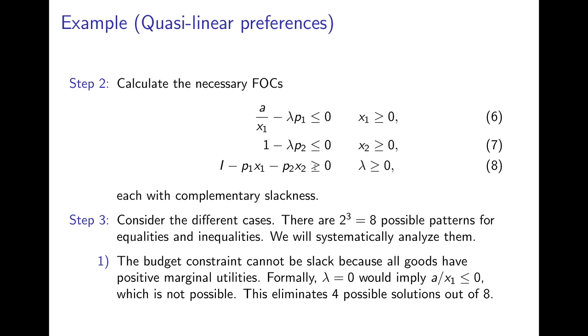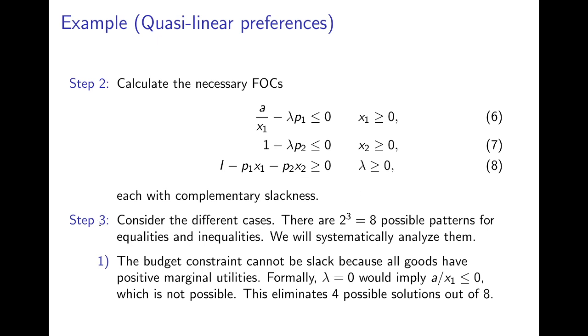So if this one here is strictly positive, the person leaves budget over, and therefore the Lagrange multiplier has to be equal to 0. So a relaxation of the budget constraint does not increase utility anymore. And by contrast, whenever this is strictly positive, this has to hold with equality. So in this case, the budget constraint would be binding.